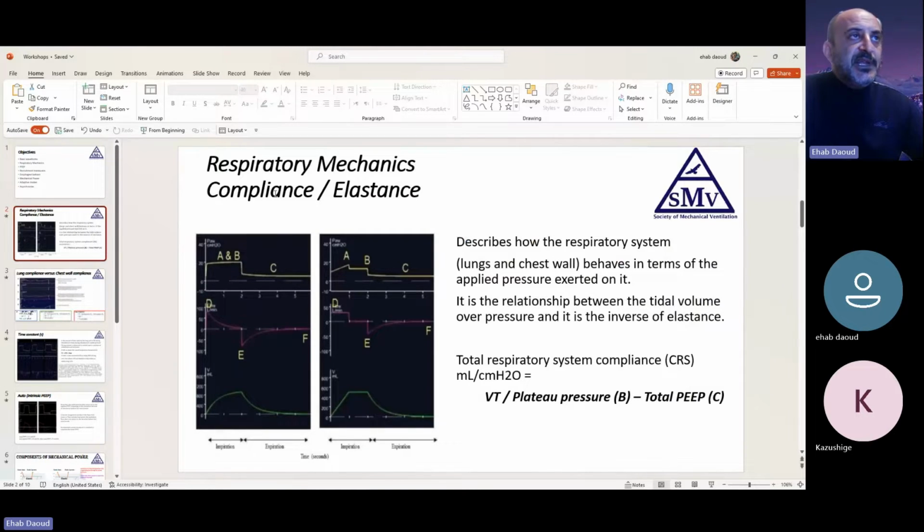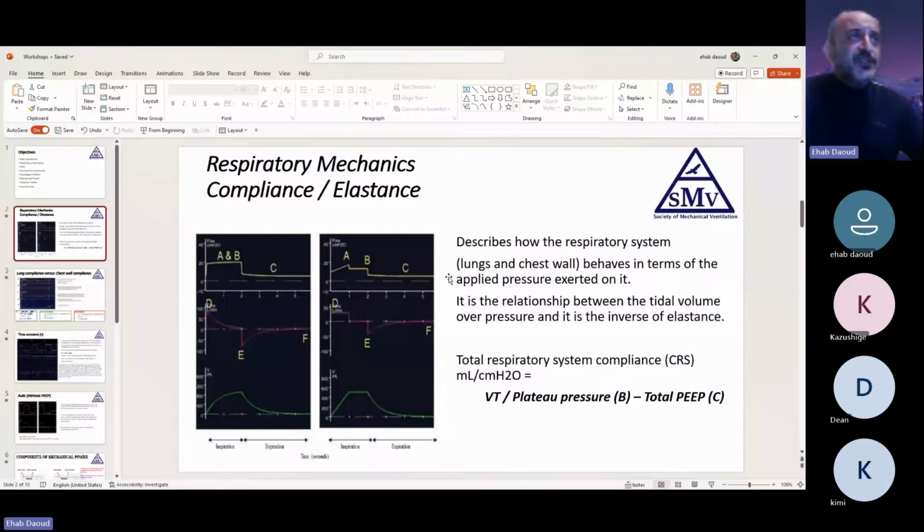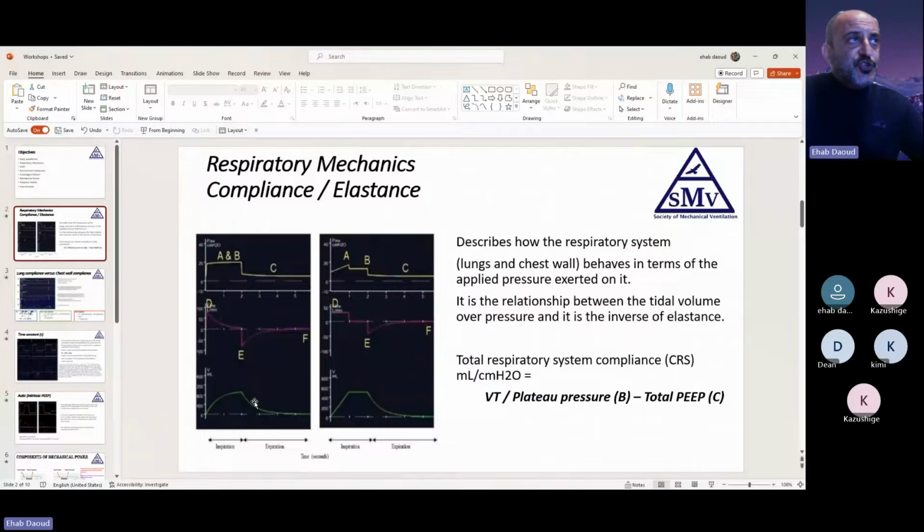What is compliance and elastance? Compliance is 1 over elastance, and elastance is 1 over compliance. Basically, this is the whole respiratory system. So if you look here, in the yellow, this is the airway pressure, pink is the flow, and green is the volume. This is a pressure controlled mode, and this is a volume controlled mode with constant flow.